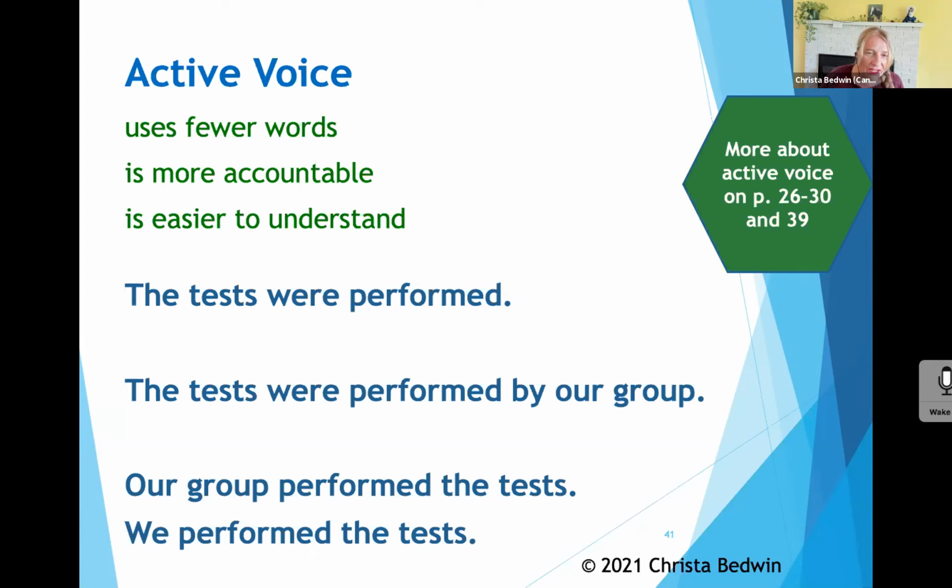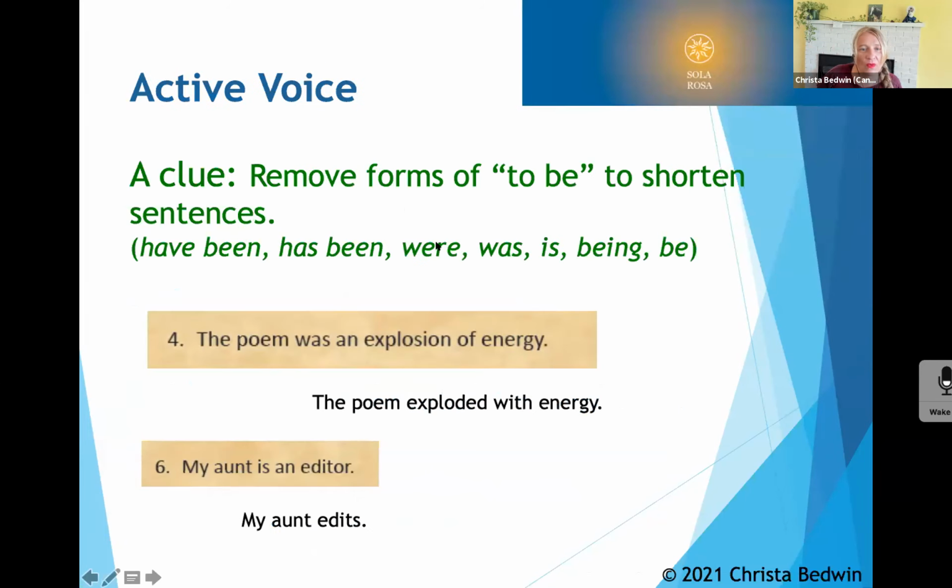So how do I know? A clue that it's backwards is these words: were. And also, in translation from French, I often see has been and have been used a lot, which we almost never use in English. Sometimes we do, but much more rarely. So when I see these words, which are forms of the verb to be, that means that we can improve the sentence and shorten the sentence. I call it a red flag. So instead of saying the poem was an explosion of energy, we can say the poem exploded with energy.